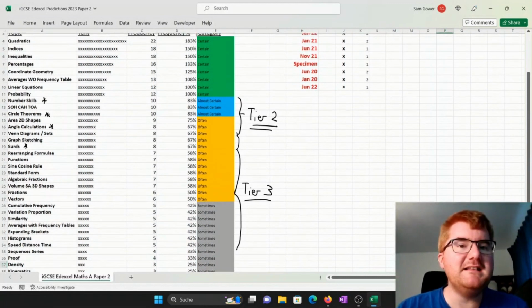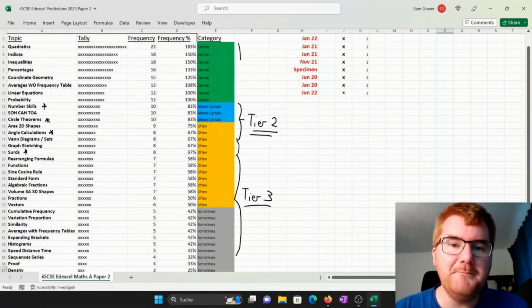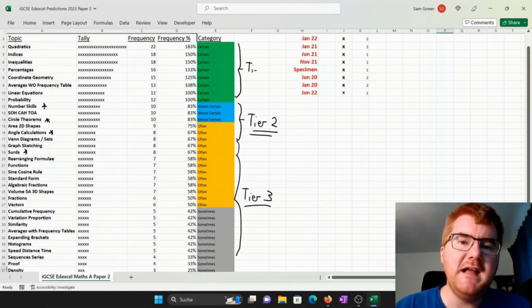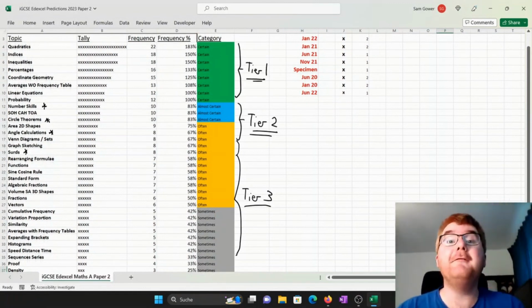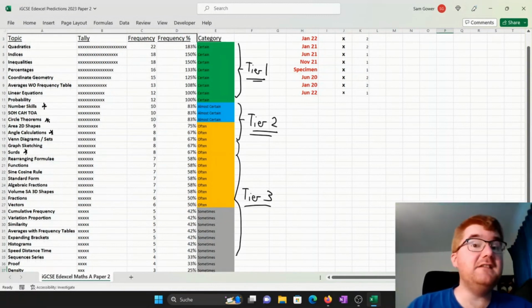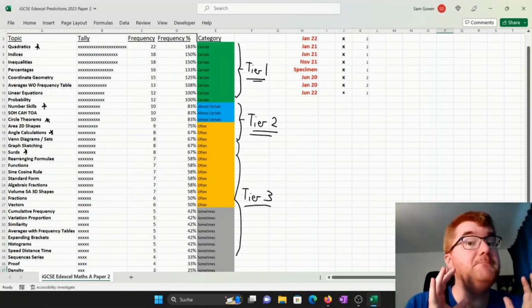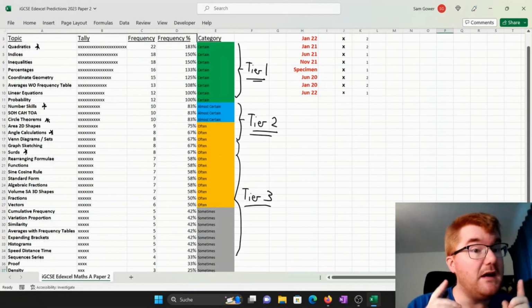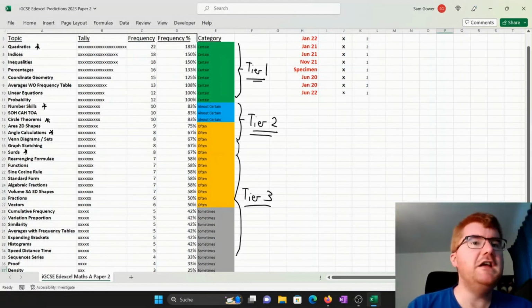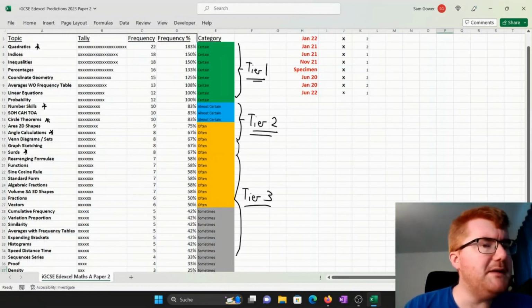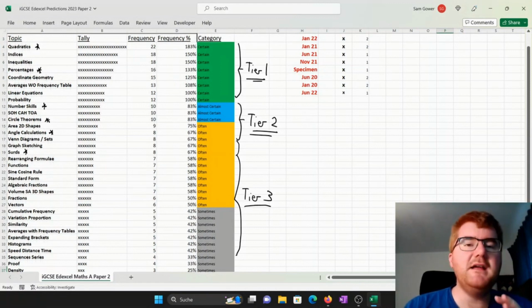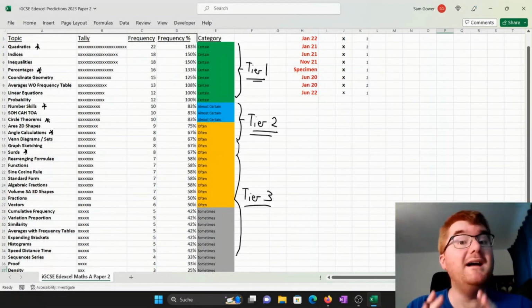But of course, you've been waiting for those tier 1 topics, so right at the top here in green, and these are topics that appear every single year. And in the case of quadratics, for example, so right at the top here with 183%, this is more likely to appear twice on your paper, not just once, but twice. So making sure you can complete the square, for example, making sure you can solve a quadratic, that is really important.